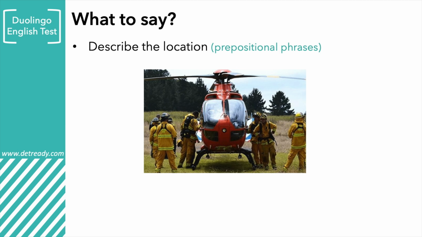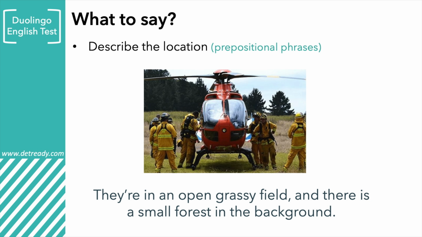Now let's take a look at how you can describe the location of the different things or people in the photo. Okay, like I just said, you can think about the location, and for this you can use prepositional phrases. They are in an open grassy field, and there's a small forest in the background. In this example, I used in the background, and that's a prepositional phrase. These phrases are used to indicate where things are in the photograph.